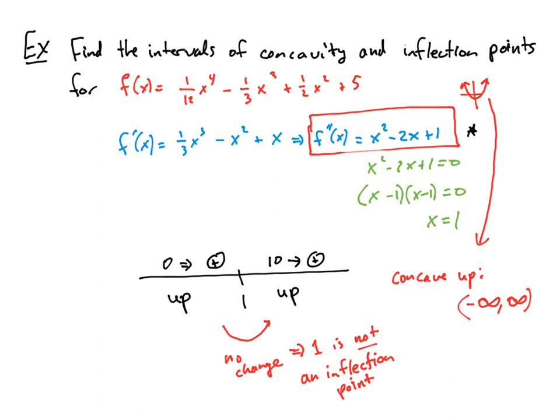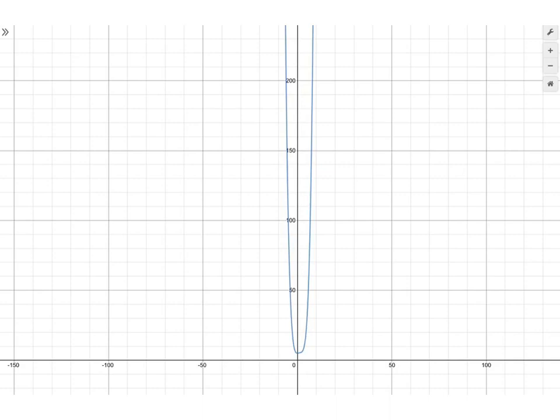So let's look at the graph of the original function. This is what our original function would look like, which was f of x equals 1/12 x to the fourth minus 1/3 x cubed plus 1/2 x squared plus 5. It kind of looks like a parabola that flattens out a little bit down at the bottom, but still always concave up no matter where we're looking.